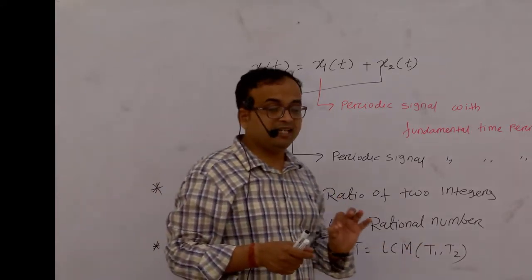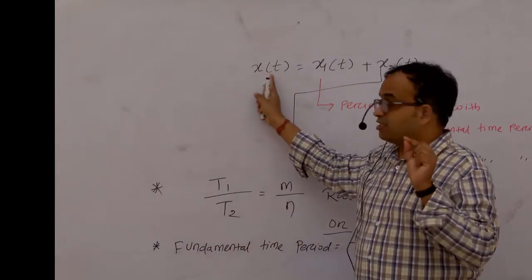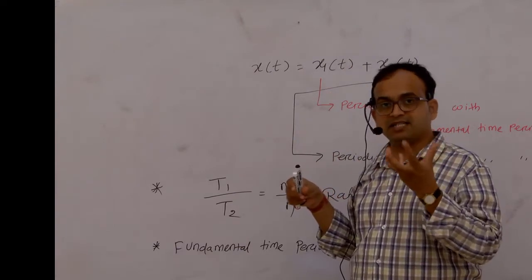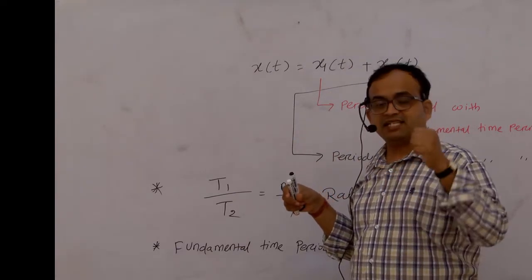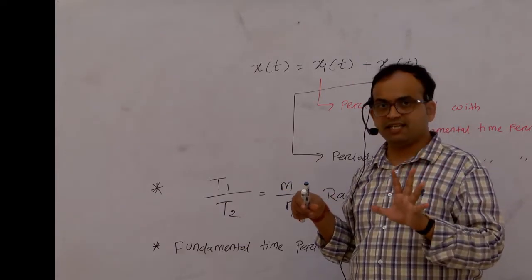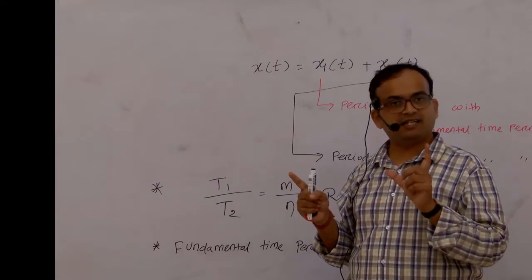Again I am repeating. First of all, what is x of t? Before going to these things, we have to define what a periodic signal is. Periodic signal means if the signal repeats after a certain interval of time, then the signal is known as a periodic signal. The repetition time is known as the periodicity or fundamental time period.